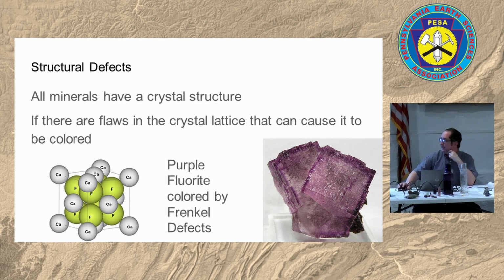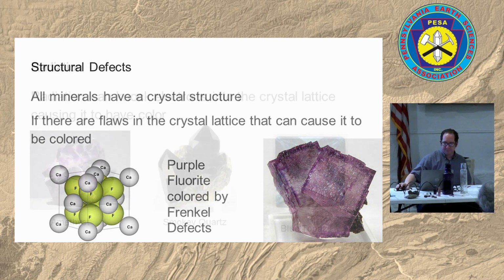So sometimes in your crystal, you can have some of the atoms pop out of place. And those out of place atoms can change the electron structure of the entire crystal. That's most commonly seen in my favorite mineral of all time, fluorite. In particular, the purple fluorite many times is made by these crystal defects. It's known as a Frenkel defect, after the guy who found it.